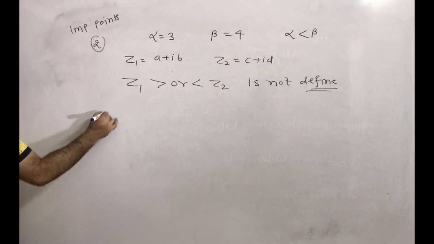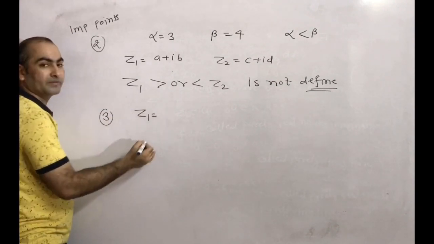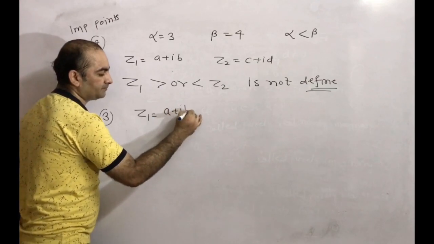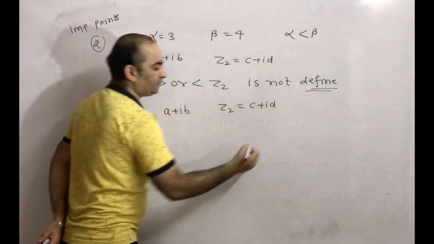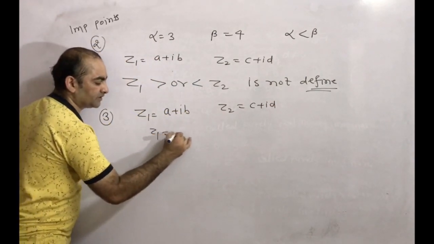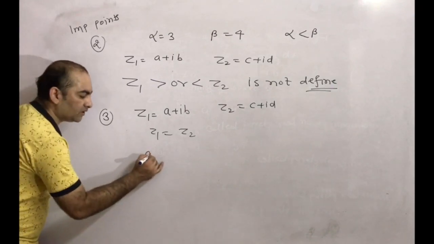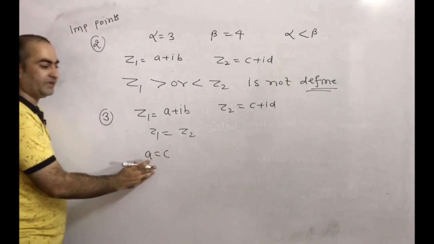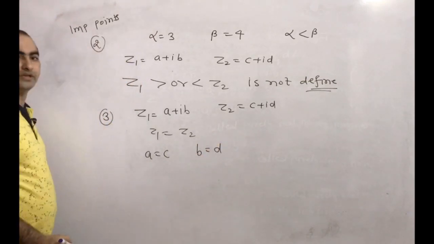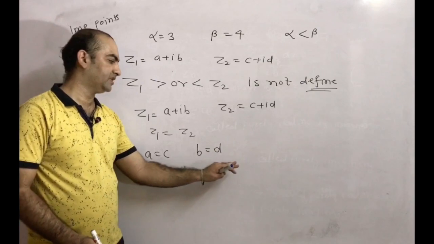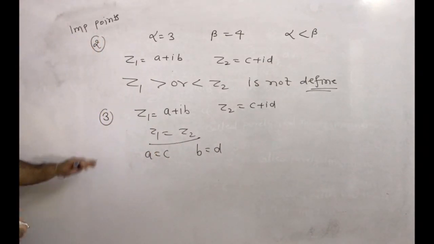Third point is: if we have two complex numbers, z1 equal to a plus ib and z2 equal to c plus id, and I say z1 equal to z2, it is only possible if a equal to c, real part of z1 equal to real part of z2, and b equal to d, imaginary part of z1 equal to imaginary part of z2. Then only we can say that z1 equal to z2. That is the third point.